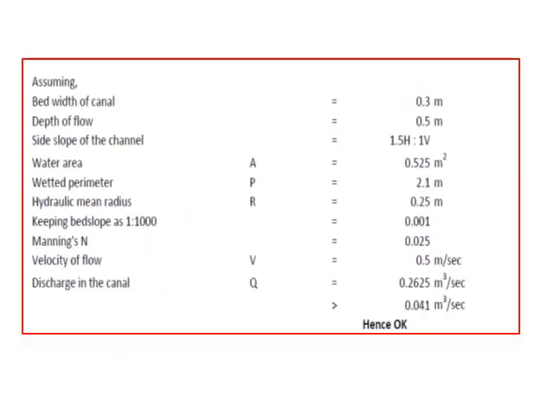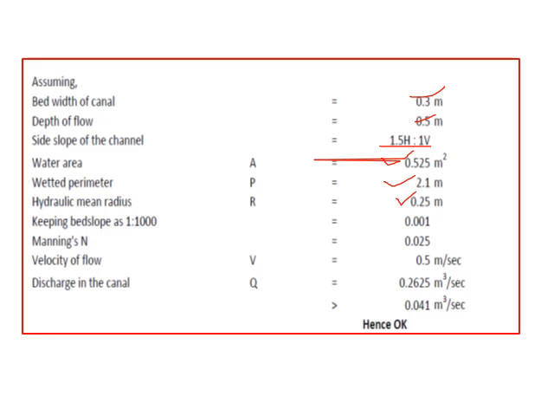You can now use any of the methods. In this case, we have assumed the bed width of the canal and the depth of the flow. Taking bed width as 0.3 meters, depth of flow as 0.5 meters, and side slope of the canal 1.5 to 1, you can calculate the water area, which is y into (b plus zy), which comes to 0.525 meters square. Similarly, wetted perimeter is b plus 2y root of (1 plus z square), which comes to 2.1. Hence the hydraulic mean radius can be calculated.